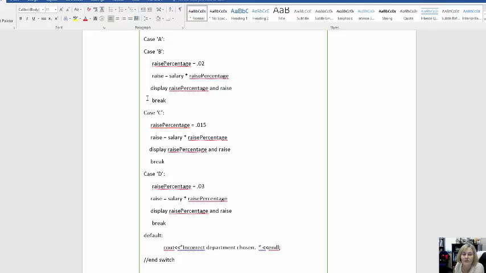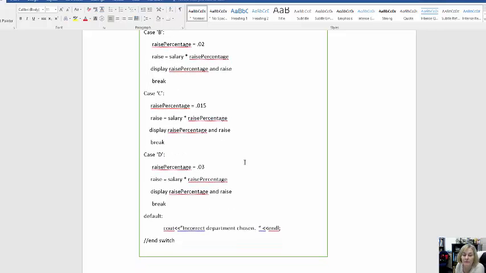What is this break doing? I forgot to mention it before. You see I have it on every case. Okay, well that means don't go any further. So basically, if it were department A or B, I would execute these statements, and then when I hit break, I would go all the way to the end outside the switch. So I don't have to process anything more here. The same thing happens for case C and D. Different percentage amounts, but we still calculate the raise and we display the raise percentage and we get out.